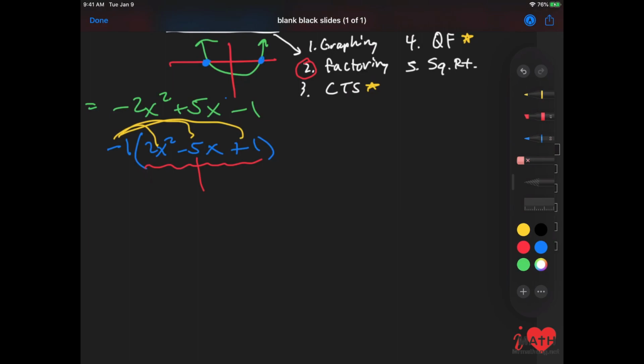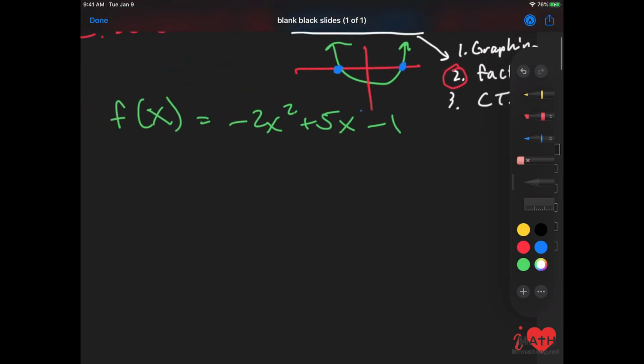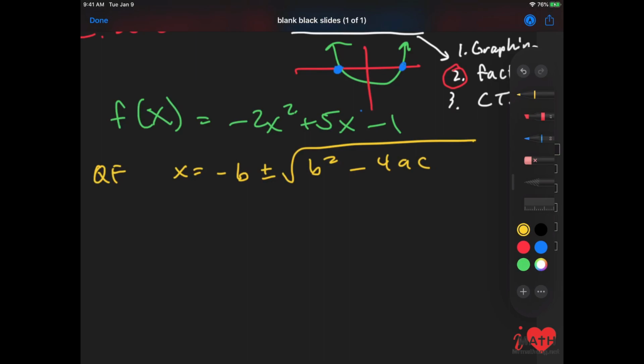Remember, completing the square only works best when a is 1 and the b value is even. So let's use the quadratic formula. What is the quadratic formula? Always write it down. X equals -b plus or minus the square root of b squared minus 4ac all over 2a.